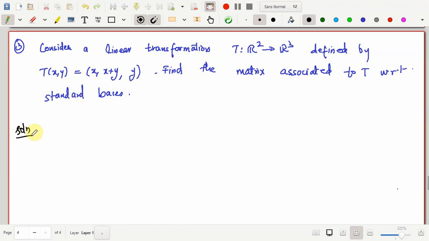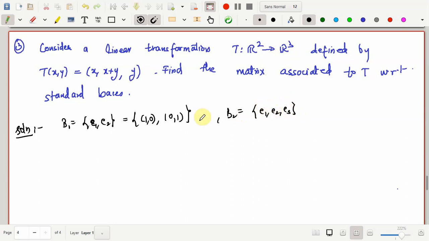Okay. So now here the bases are not given. So definitely you will have to take the standard basis. B1 is the basis in R2. That is E1 comma E2, as the dimension is 2. And what is this E1? E1 is 1 comma 0, E2 is 0 comma 1, vectors in R2. B2 on the other hand is going to be a subset of R3. So it will contain vectors in R3. So E1 comma E2 comma E3. Now this E1 and E2 is not the same as the earlier E1 and E2 because these are vectors in R3. So this is 1 comma 0 comma 0, this is 0 comma 1 comma 0 and 0 comma 0 comma 1.